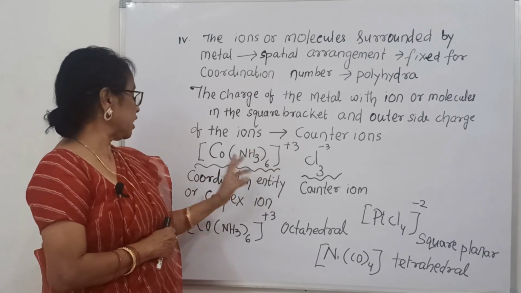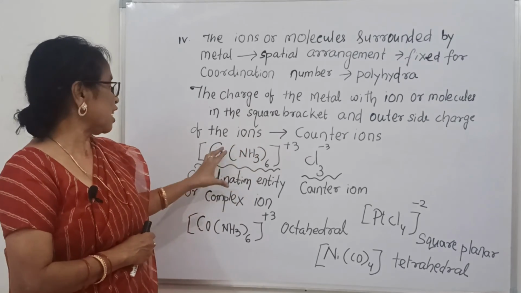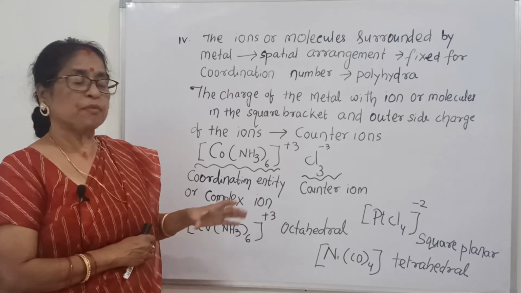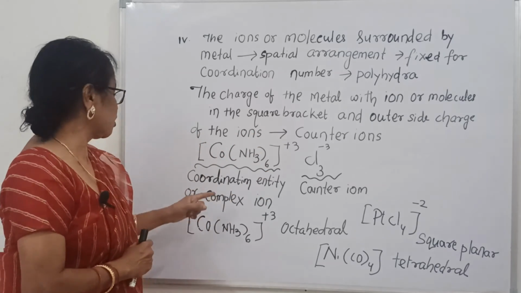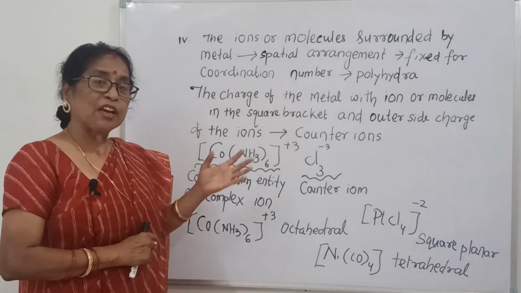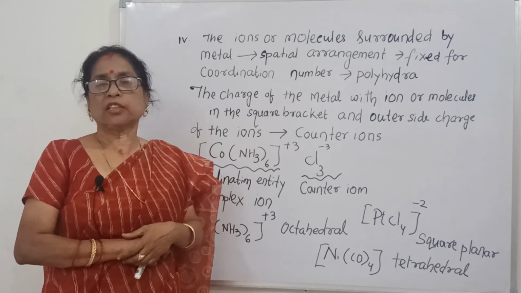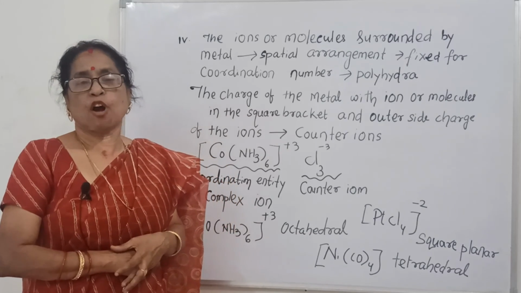This is countered by this, and what is the coordination entity here? It means we see the molecules or ions attached to the metal, having charge, in the square bracket, and that is called the coordination entity. I hope it is clear. And now we will proceed to the other theory of Werner for coordination compounds.